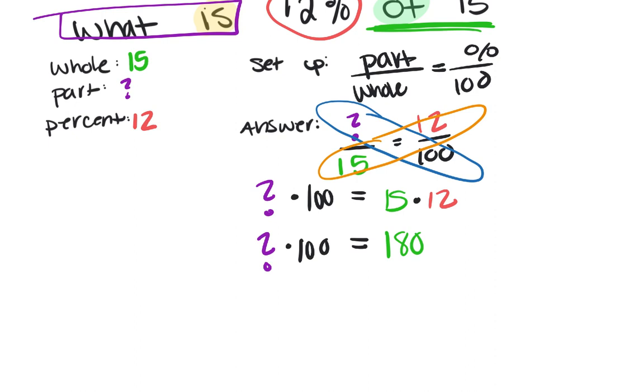So I want to know what question mark is, but right now it's being multiplied by 100. So I need to get rid of that multiplying by 100. And I'm going to do that by doing the opposite thing, which is dividing by 100. So that gets rid of the 100. So I get question mark by itself. And when I do 180 divided by 100, I get 1.8.